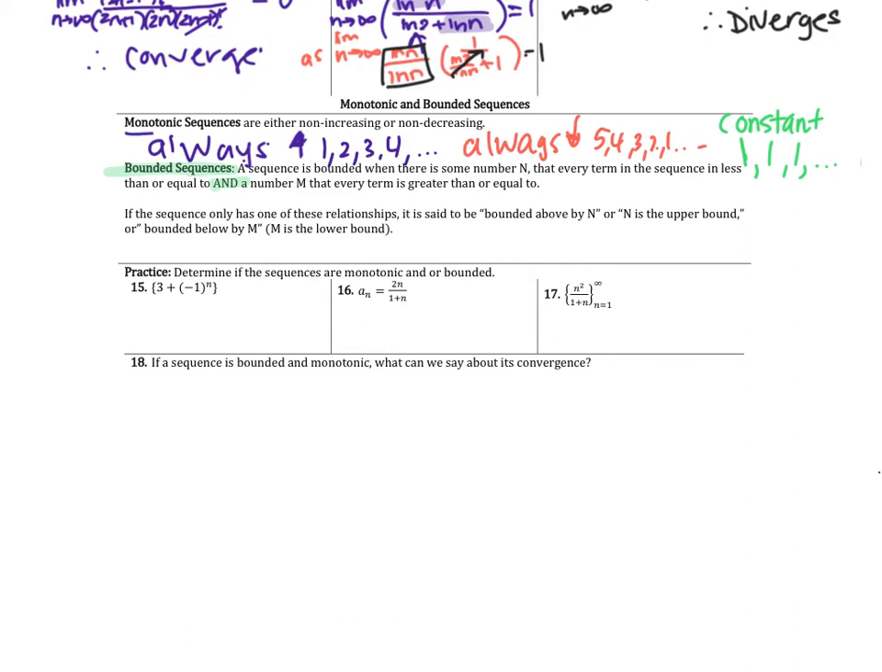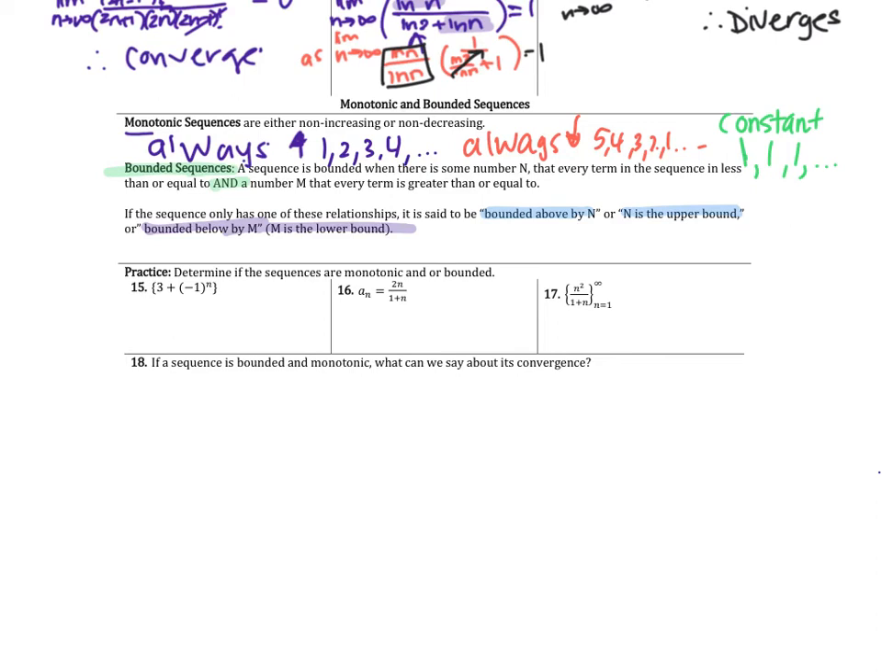If a sequence is only bounded in one direction, we could say it's bounded above by some value, or that value n is the upper bound. Or we could say that it's bounded below by some value, or that value is the lower bound. It is only bounded if both are true. And these terminologies, monotonic, bounded, upper bound, lower bound, are just terms to help us understand the behavior of what's happening, which helps us analyze it a little bit better. So numbers 15, 16, and 17 are asking us to determine if it's bounded or monotonic or both.